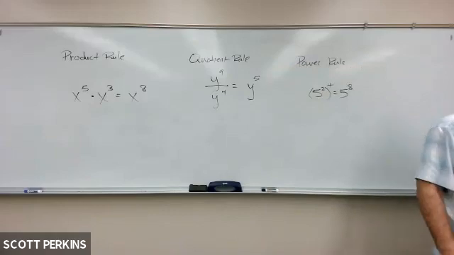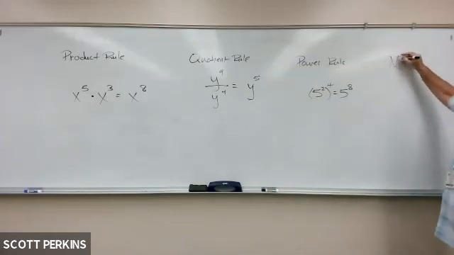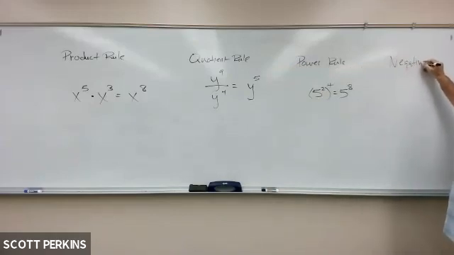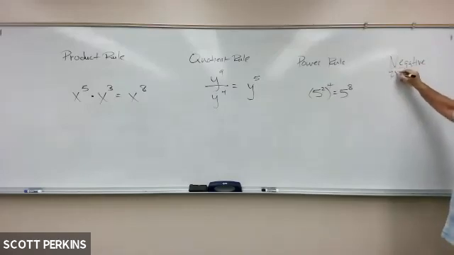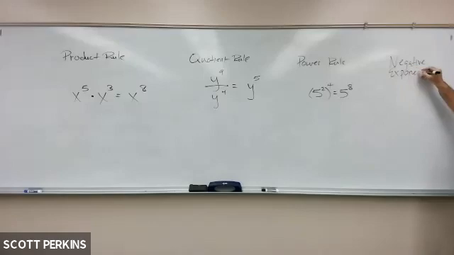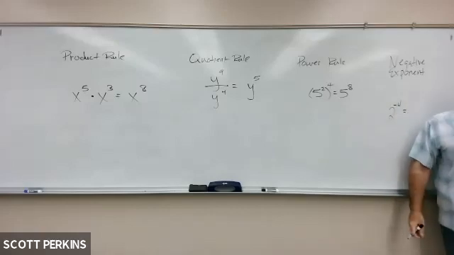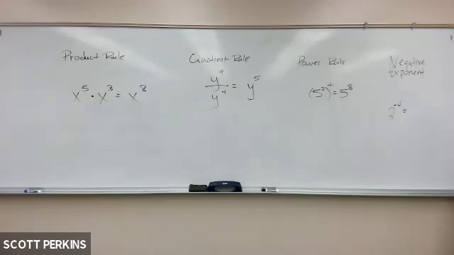And last but not least, we have the negative power rule. Or the negative, let's say exponent, because I don't want to get confused with the power rule. The negative exponent rule. If I have something like 2 to the negative 4th power, what do you do anytime you have a negative exponent? What does that mean?